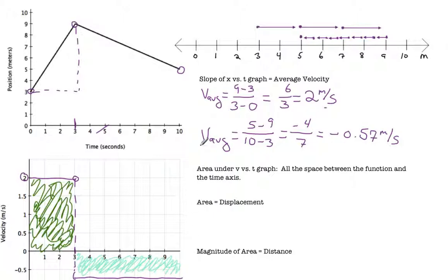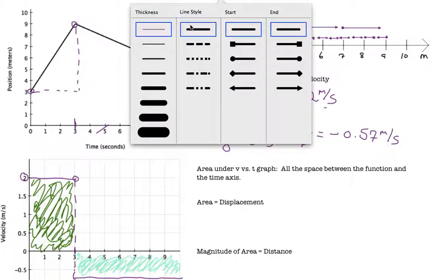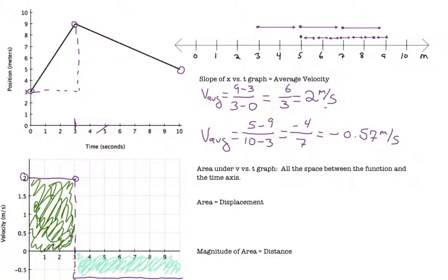So the area I could find by just doing length times width. If I look at this rectangle, its length here is 3 seconds, and its height, or width, is 2 meters per second. So I have 2 meters per second times 3 seconds, and that gives me 6 meters. And the area is telling me the displacement. If you look for the first 3 seconds from here to here, this displacement is 6 meters.